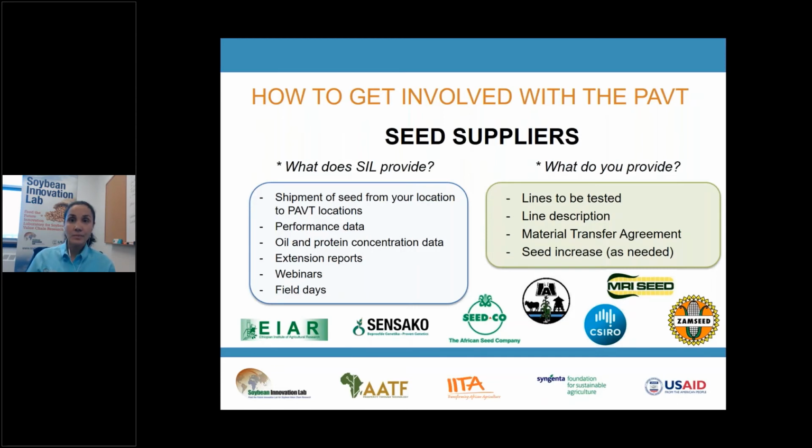And what you provide. You provide the lines to be tested. We would like to know any kind of description that you have. What is the growth habit? What is the maturity of that line? Because this will support us in making a decision on what line is going to be planted in different locations. We also receive from you the material transfer agreement, so we have all the rights to use your lines and seed increase. So if you send the lines to us, we will plant, and then the next season, if you are still interested in working with us, I will contact you and let you know, okay, we'll plant this location. Can you send me 20 kilos of seed? How many locations would you like to plant?